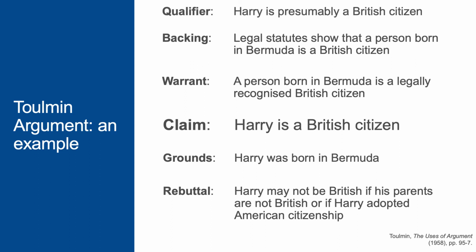We can say then, okay, well, Harry is presumably a British citizen. So then what we have here is, instead of having universal truths, Harry is a British citizen in all cases whatsoever, that is not necessarily true. He may not be British in all cases whatsoever. And we're recognising the rebuttal here to say that Harry is presumably a British citizen, and the reason why he's presumably a British citizen is because he was born in Bermuda, because a person that's born in Bermuda is a legally recognised British citizen, and we have the legal statutes, the laws that show us that's the case.